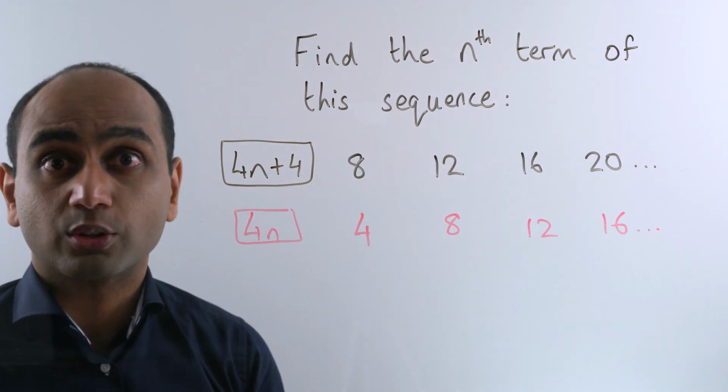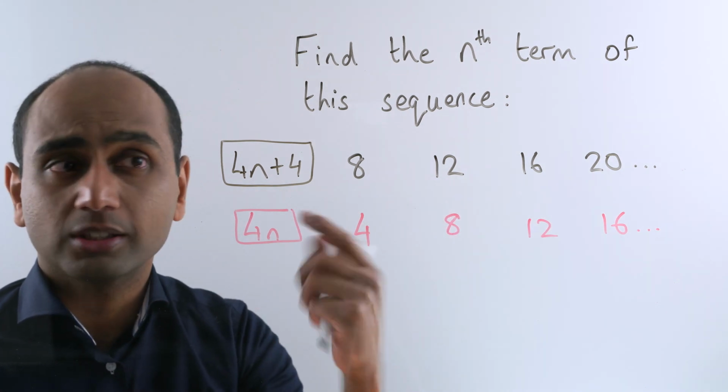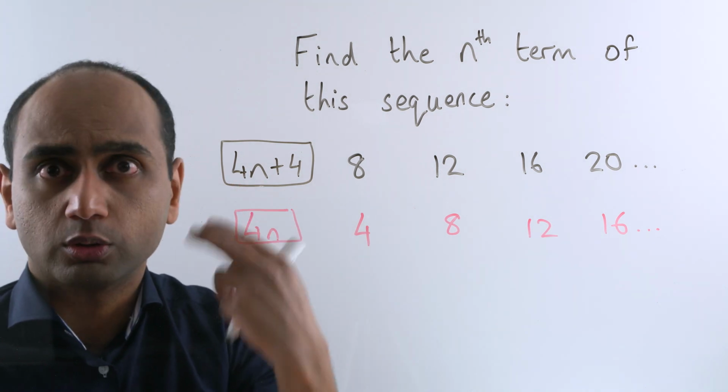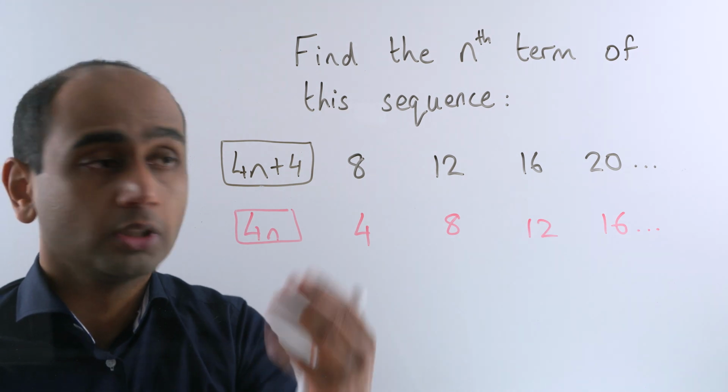Again, we can just test out this works. Let's try the second term. The second term should be 12. So if we substitute 2 into here, we should get 12. 4 times 2, that's 8. Plus 4, yes, that gives us 12.